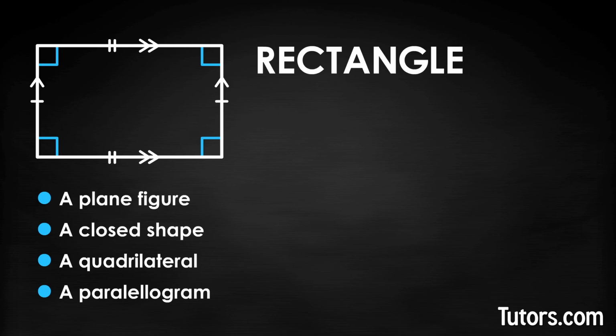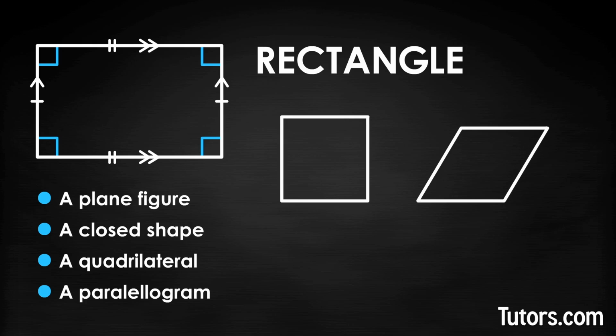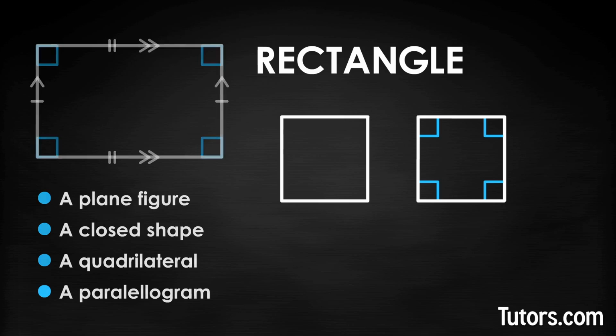in length. While a rectangle is a type of quadrilateral, parallelogram, closed shape, and plane figure, only a square is always a type of rectangle. A parallelogram and rhombus can only be rectangles when their interior angles are each 90 degrees.